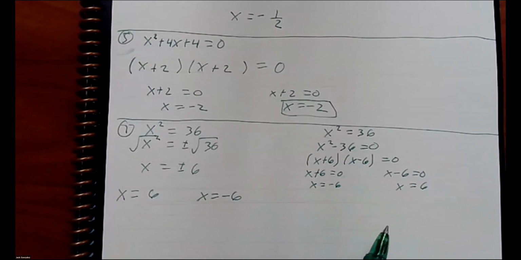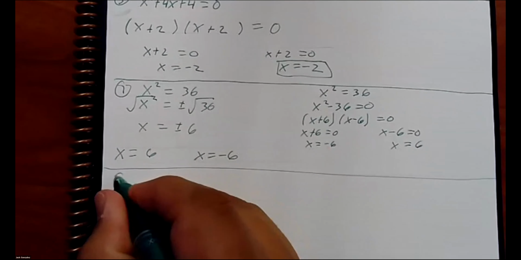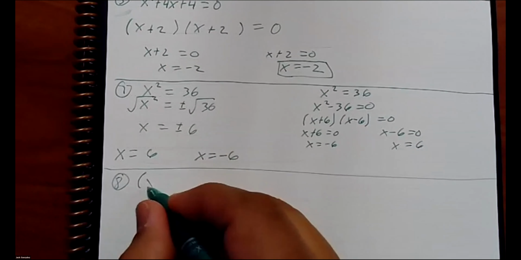I don't care how you do it, as long as you show some work and your math is real, then you're good. Any questions on either method? This is square rooting both sides. This is just simply factoring using difference of squares. Number 8, the square root method is better. Let's check it out.